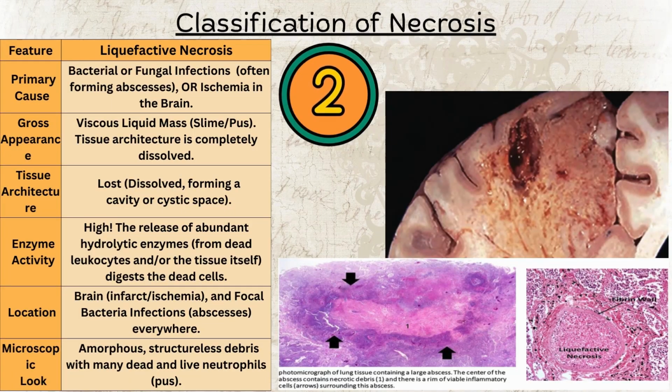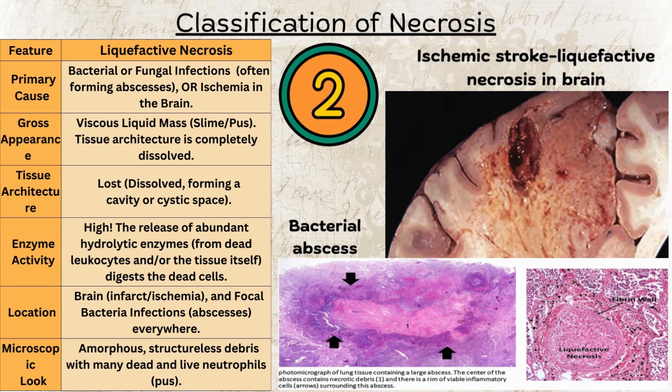Liquefactive, the tissue turns into liquid goo. First cause, bacterial infection, abscess. Neutrophils release enzymes that liquefy the tissue into pus. Cause 2, ischemic stroke in the brain.